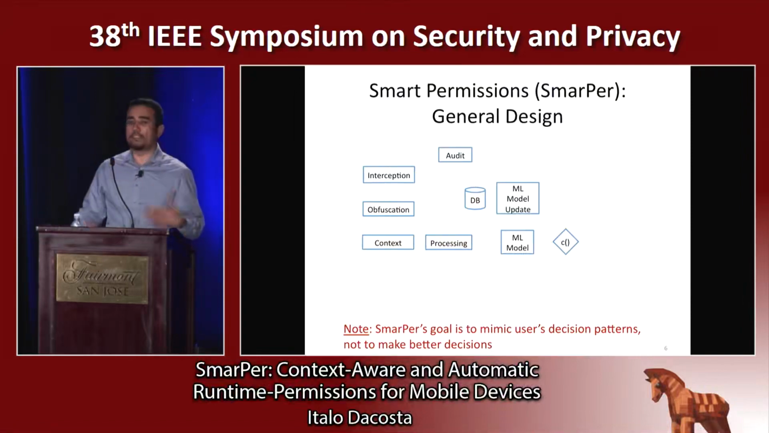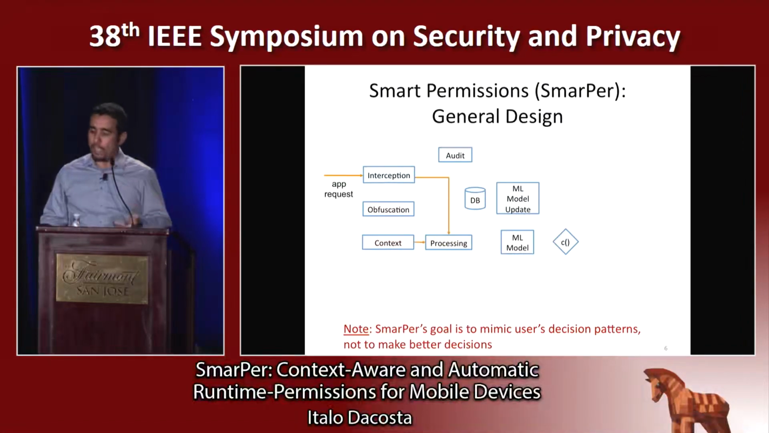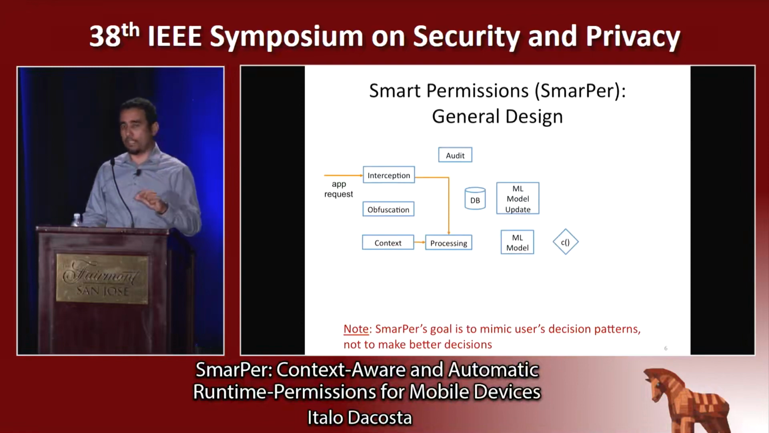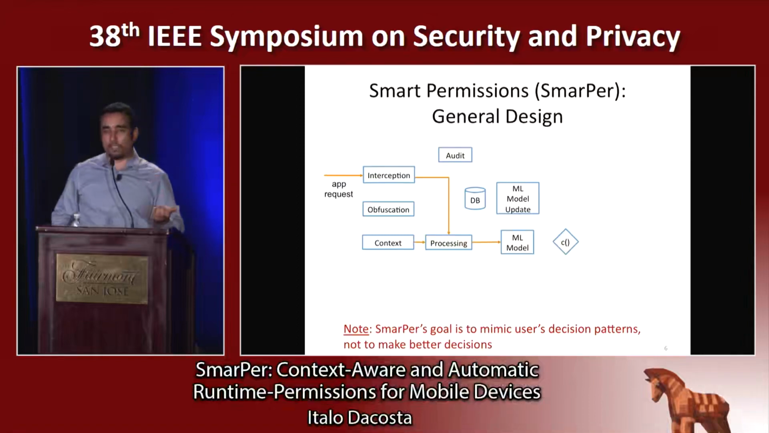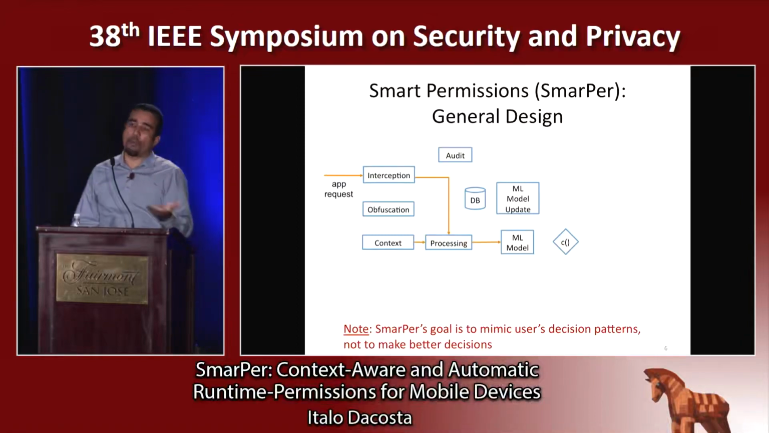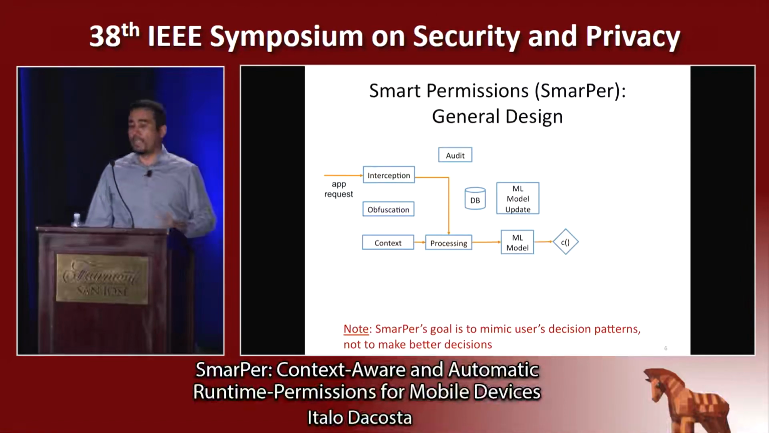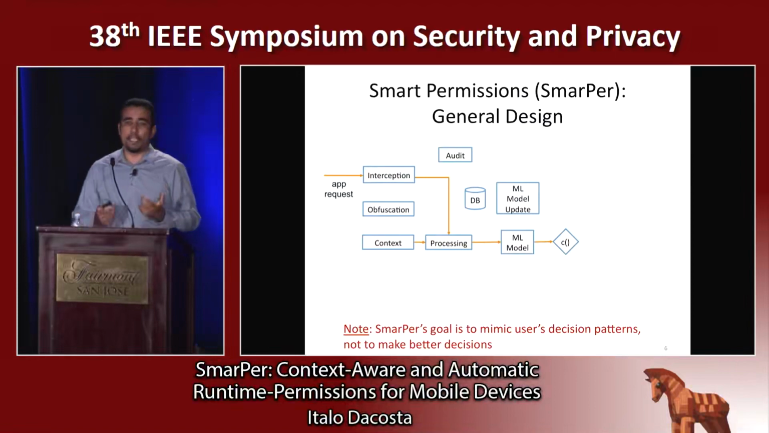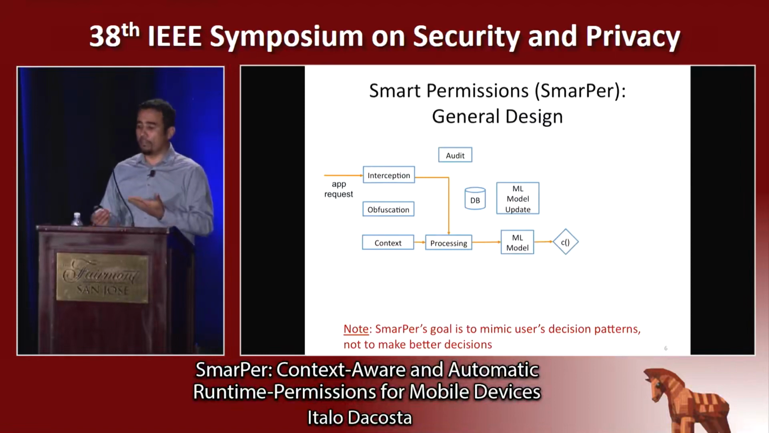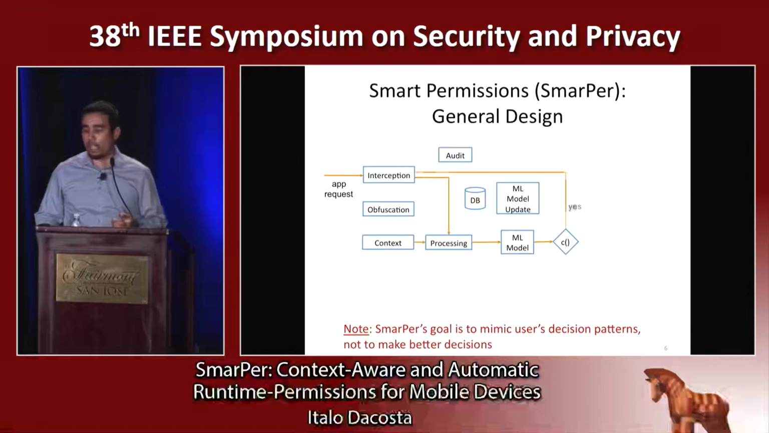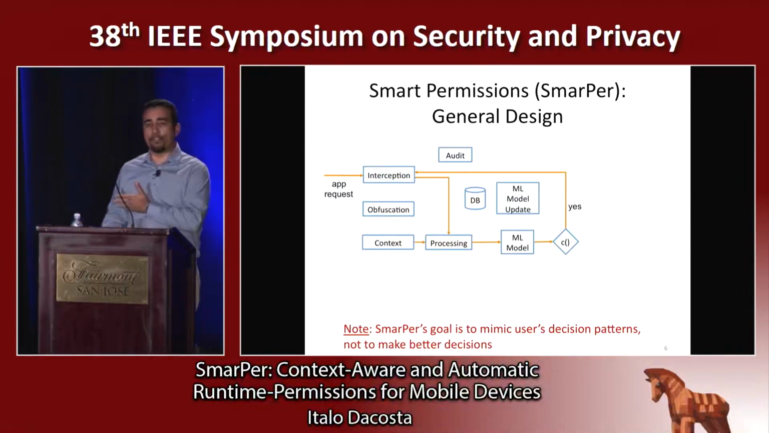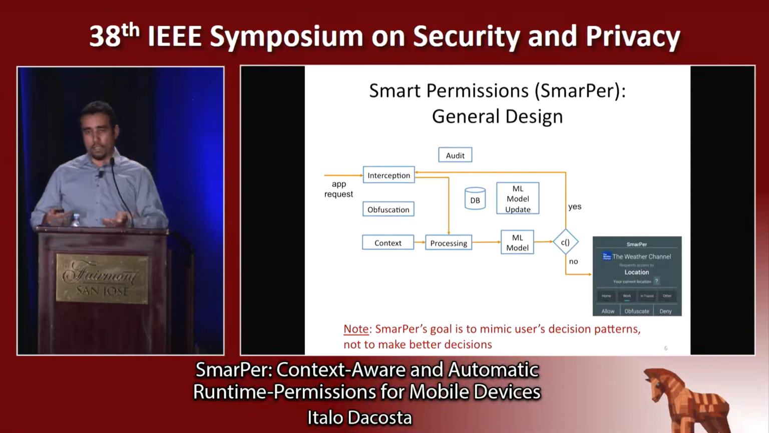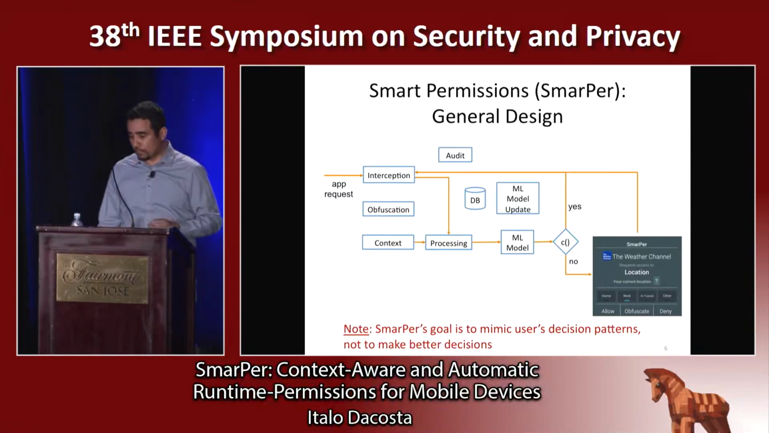So it works as follows. We intercept the app permission request, capture the context associated with that request, and convert this into a feature vector that will be the input to a machine learning model that will output a prediction that can be allow, deny, or obfuscate. Then we have a function C that will determine if this decision should be automated, that is, we take the prediction given by the machine learning model, or if we should prompt the user instead to give the responsibility to the user to make the decision.